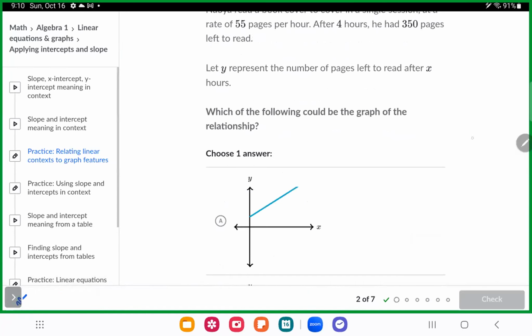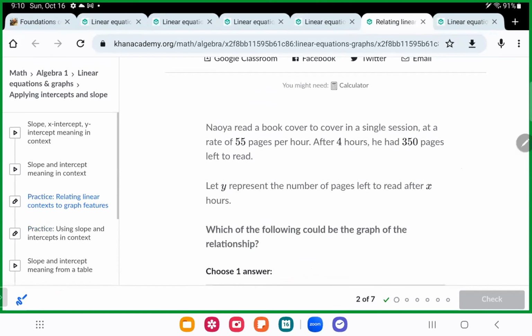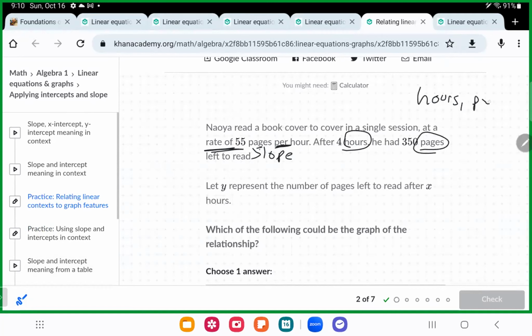So let's do another one, see if we get some more keywords here. All right. Naoya read a book cover to cover in a single session at a rate. There we go. That's a slope keyword, right? Rate. So there's a slope and then per. Lots of keywords. And then after 4 hours, he had 350 pages left to read. So here we have 4 hours, 350 pages. So we know our units are hours and pages.